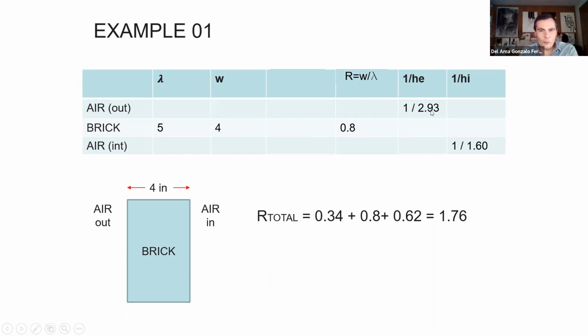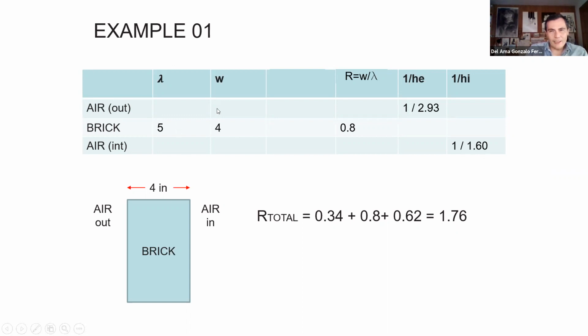So at the end, the total thermal resistance is 1 divided by 2.93, which is 0.34, plus 0.8, plus 0.62, which is 1 divided by 1.6. So the total thermal resistance would be 1.76. Okay, so this is it.